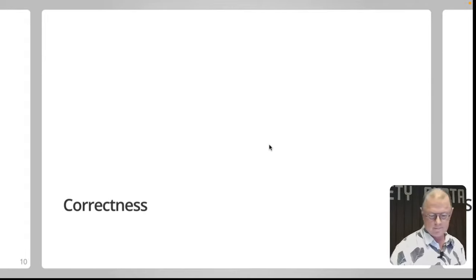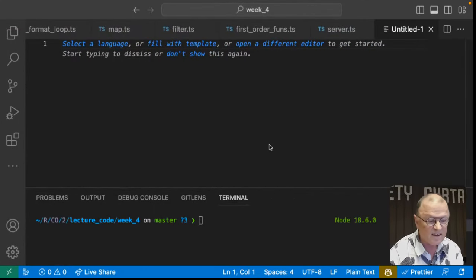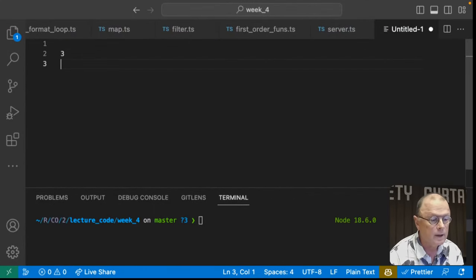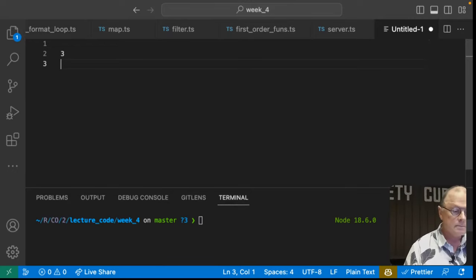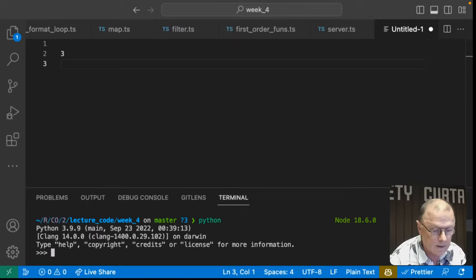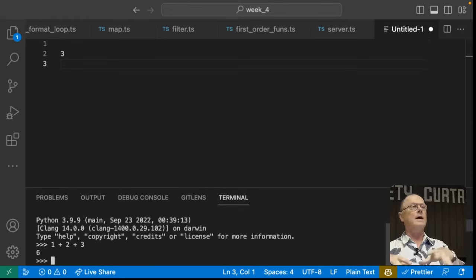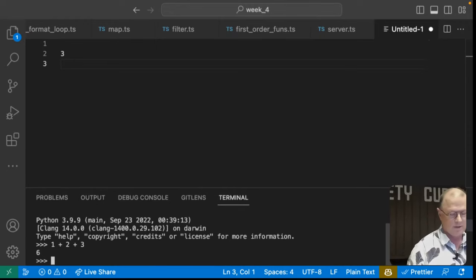All right, let's try something. This is Python, right? Python 3. Okay, this is Python. I think I just want Python. Okay, now, so if I say 1 plus 2 plus 3, it prints 6, right? I think you guys figure out Python's probably pretty easy to do, right?